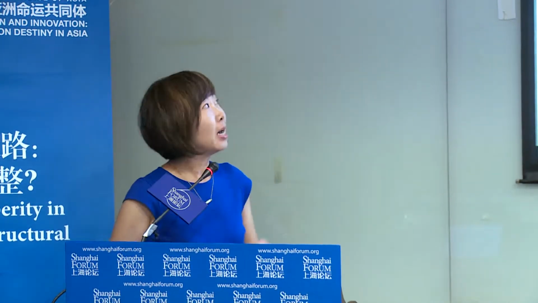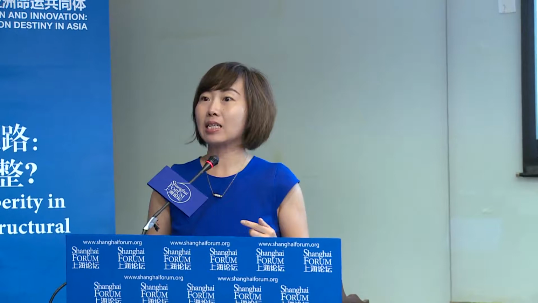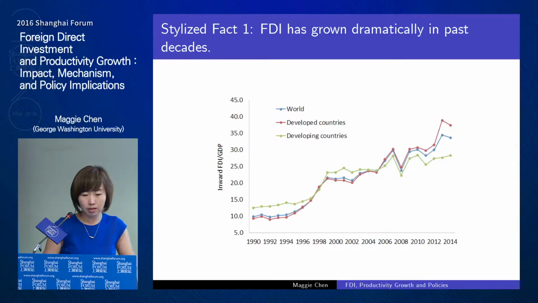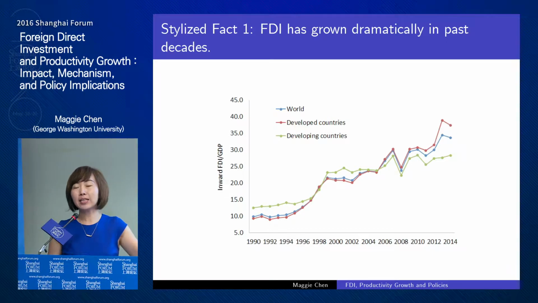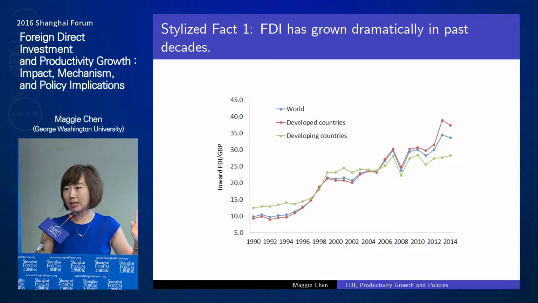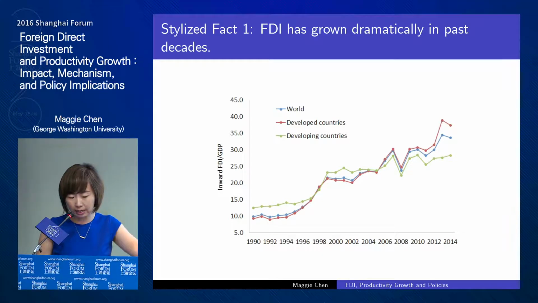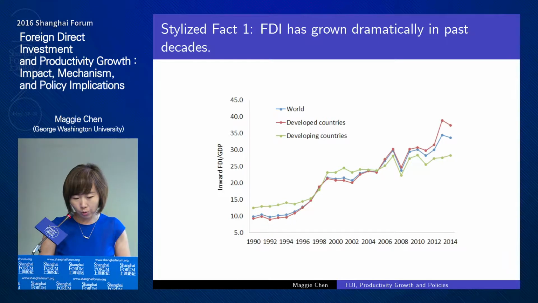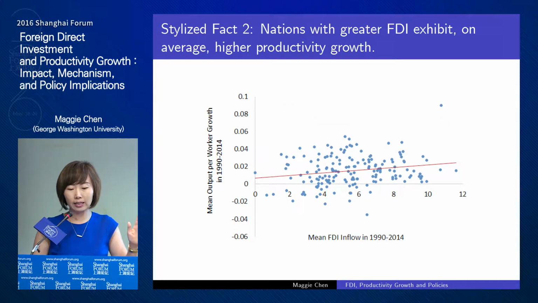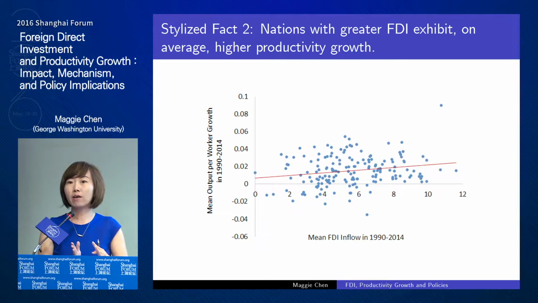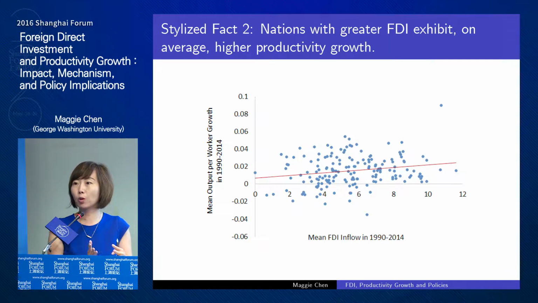So I would like to start with some stylized facts. These stylized facts are very well known, I think, to most of you in the audience. The first stylized fact is that FDI has grown dramatically in the past decades. And that's true for both developed and developing countries. As you can see, it doesn't matter how we divided the groups. And the second stylized fact is countries with greater inward FDI are on average growing faster in terms of productivity. But this, of course, represents only a correlation so far. We don't know anything about causality at this point.